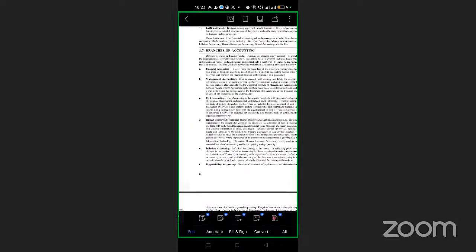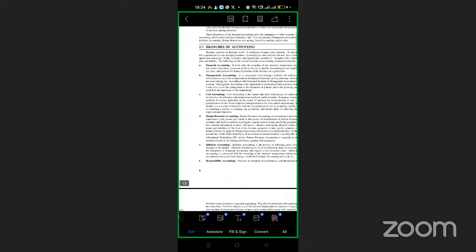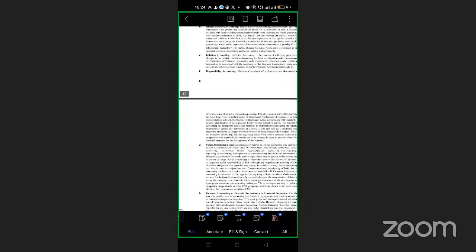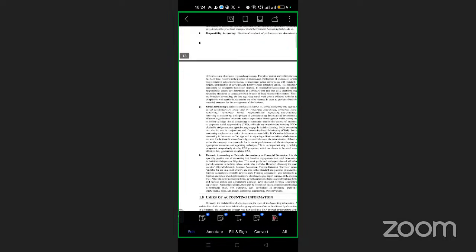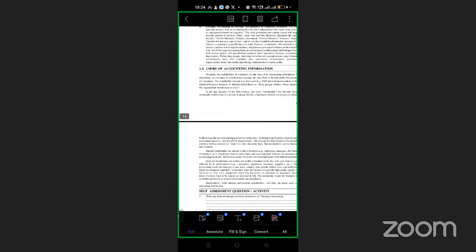Next come the branches. Just now we discussed, apart from financial accounting, we have management accounting, cost accounting, human resource accounting, inflation accounting, responsibility accounting, social accounting, forensic accounting. Next, who are the users of accounting information? For whom is it useful? Can anyone tell? For which people are we preparing financial accounts?